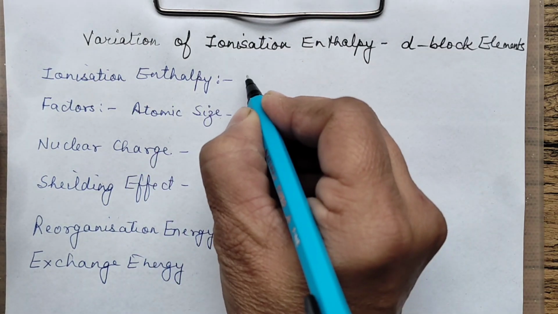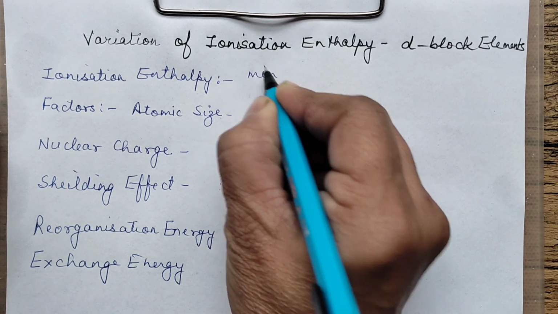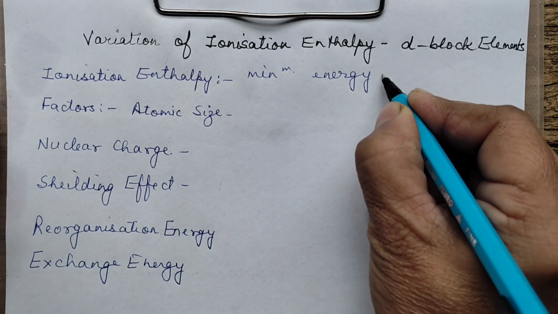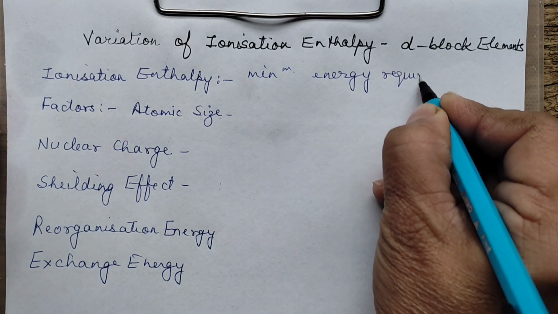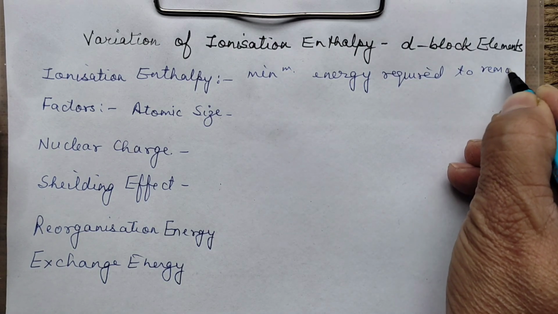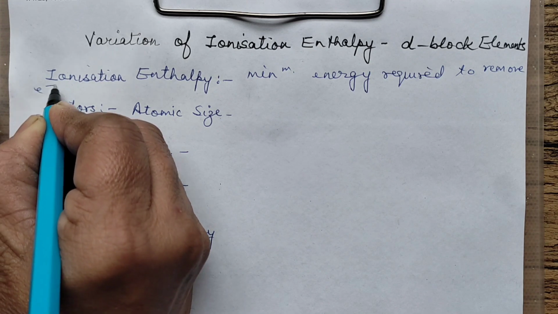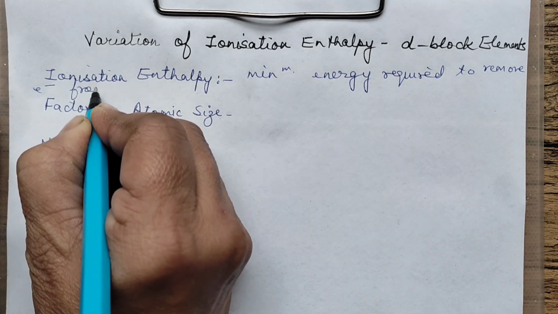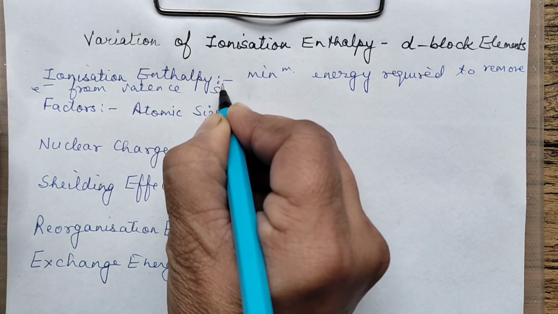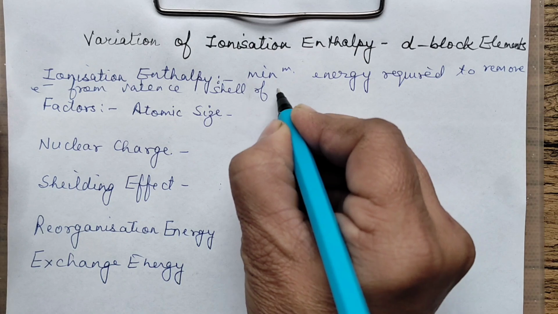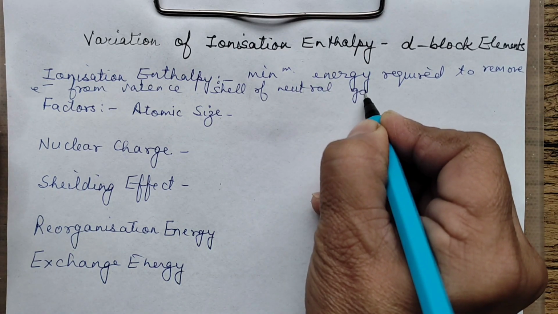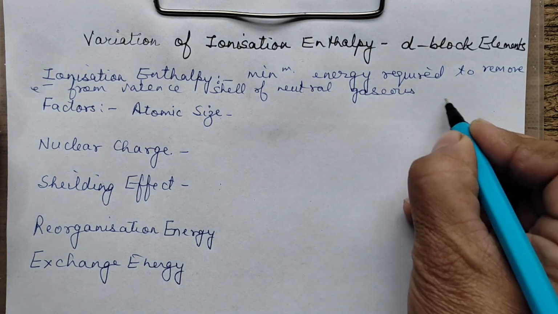You can define ionization enthalpy as the minimum energy required to remove an electron from the valence shell of a neutral gaseous atom. This is very important, children.